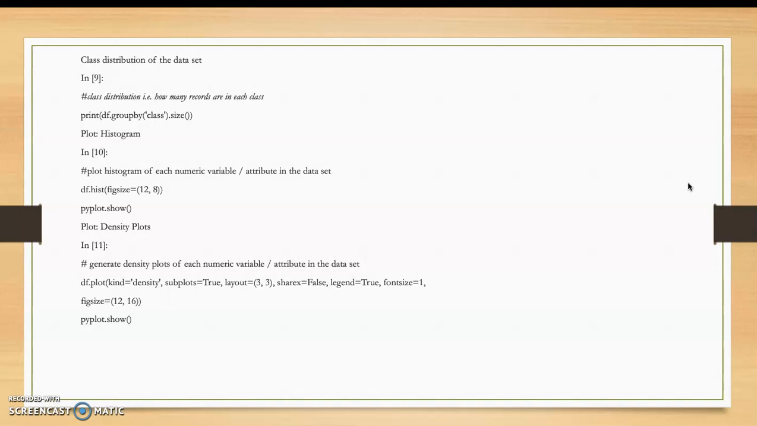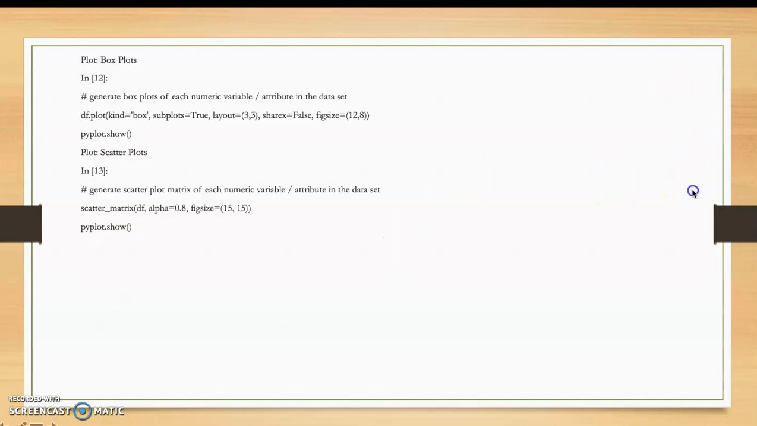And then next we can plot a histogram. For this, we can use df.hist, and then we can give the sizing 12 by 8, and df.hist can be displayed using pyplot.show. And similarly we can also create a density plot using df.plot with kind density, subplots true, and layout 3x3, and the other information like sharex false, legend true, fontsize equal to 1, and the size of the figure, 12x16, and then pyplot.show gives us the density plots that we can look at from this data set.